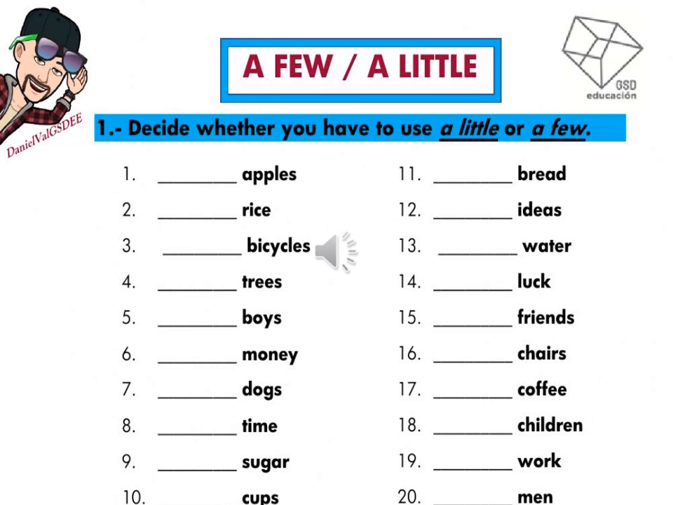What about number 17? Coffee. A little or a few? Yes. A little coffee. Number 18. What's the word? Children. Please repeat. Children. Okay. A little or a few? Yes, a few children.